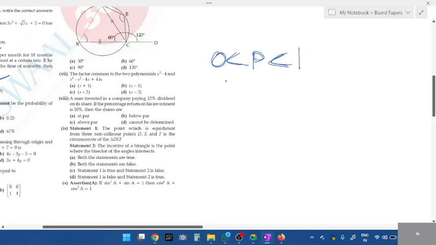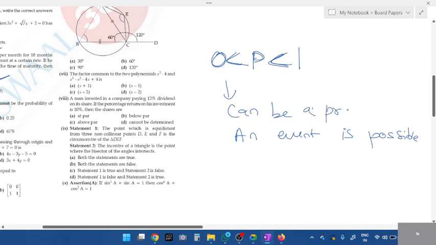And one more thing, for an event, they'll give you the answer for this. If the probability lies between 0 and 1, the answer should be that it can be a probability, or the event is possible. If it is less than 0, if it is minus 1 or more than 1, like 2, 3, 4, all this cannot be a probability. The event is not possible.